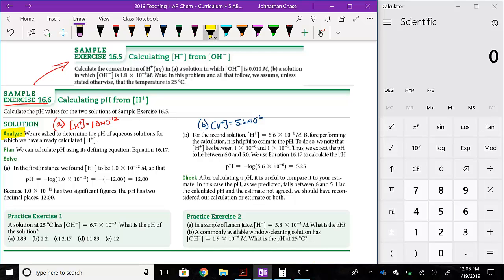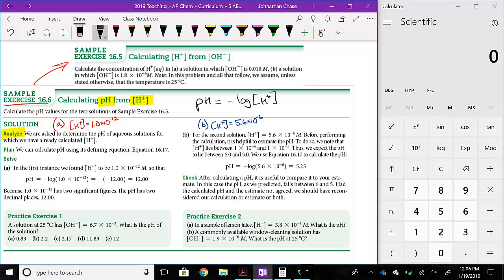First thing you do is analyze. Make sure you know what you have and what you need. We have hydrogen ion concentration, that's a given, and we need to find the pH. So our plan of action is just to use the equation that defines pH, negative log of the hydrogen ion concentration. So in this first problem, you see you've got 1 times 10 to the negative 12 power.